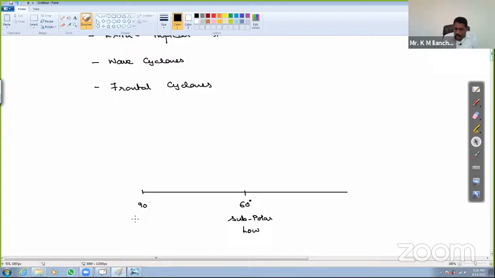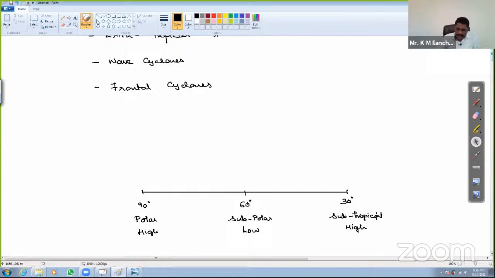At 90-degree, I have polar high pressure system. Okay. And somewhere around 30-degree north and south latitude, I have something called a subtropical high pressure system. You call them as what? Subtropical. Okay. Subpolar low and subtropical high. Now you always know wind flows from what? High pressure to low pressure.